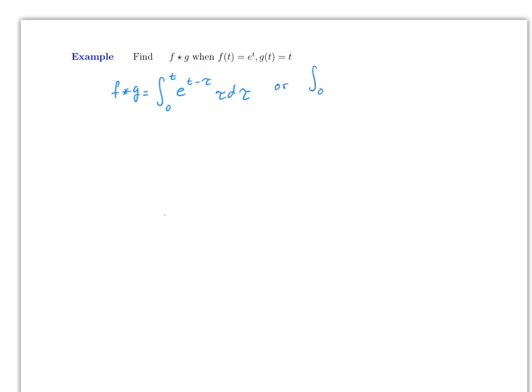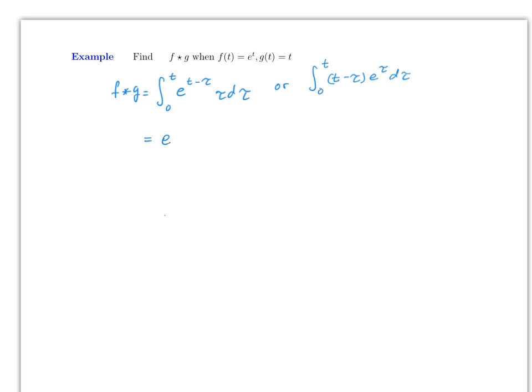We can also do the integral from 0 to t of t minus tau times e to the tau d tau. So it's up to you which one you want to use. We're going to go with this one. Since we're integrating with respect to tau, t is a constant in here, so you can take it out.